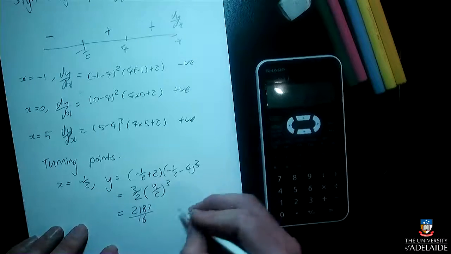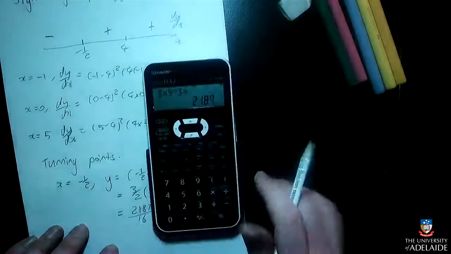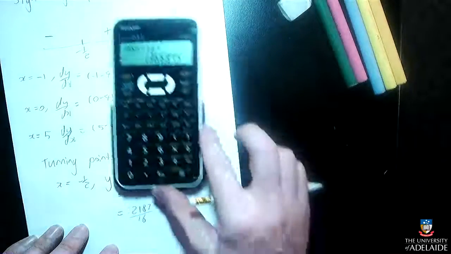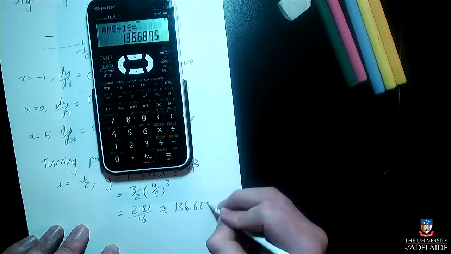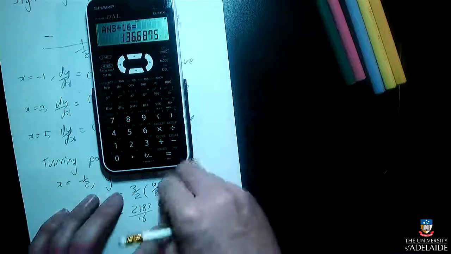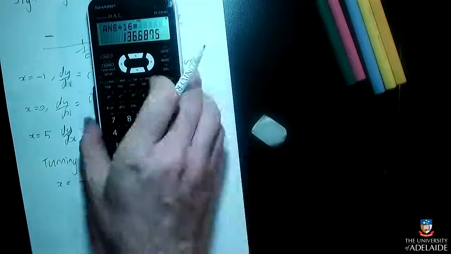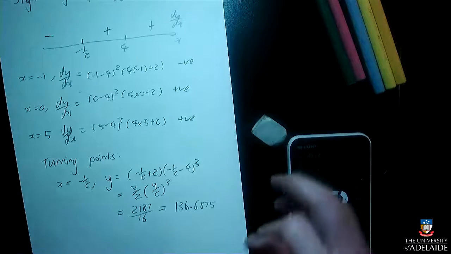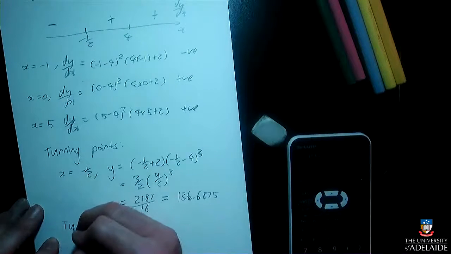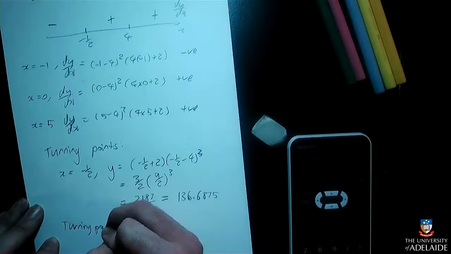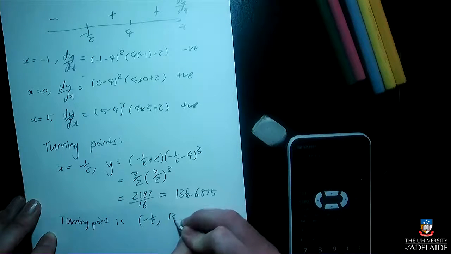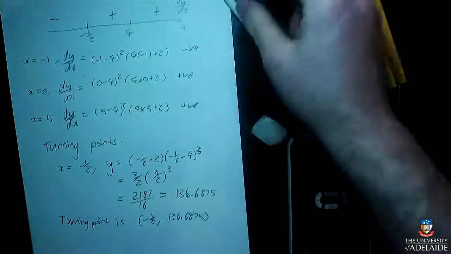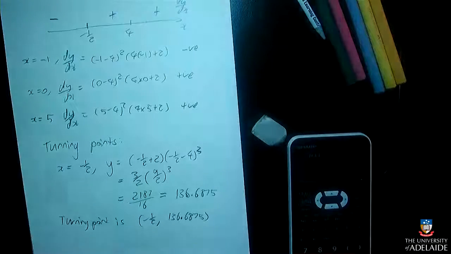Over 16. Wow. 136.6875. That's actually literally equal to that. Okay, cool. So the turning point is minus a half, 136.6875. Wow, that is a very high turning point.